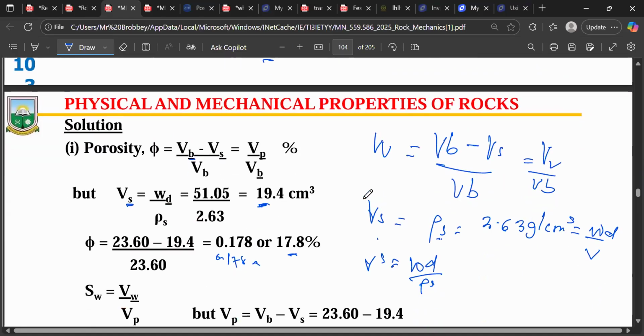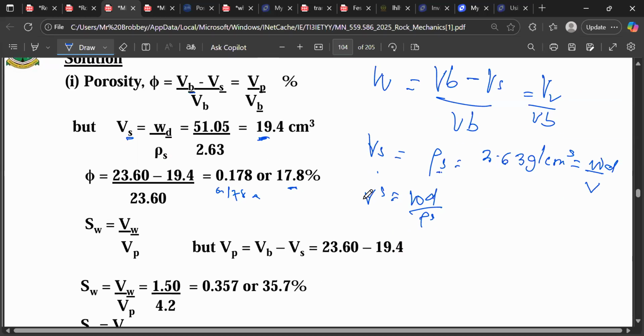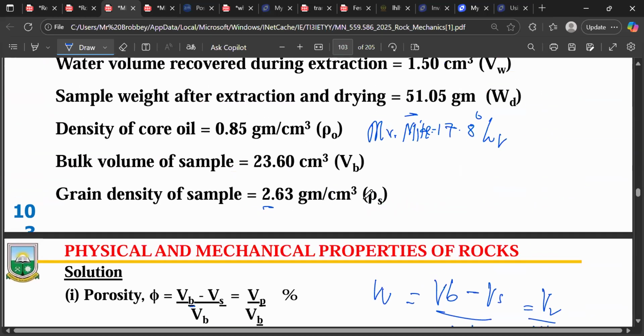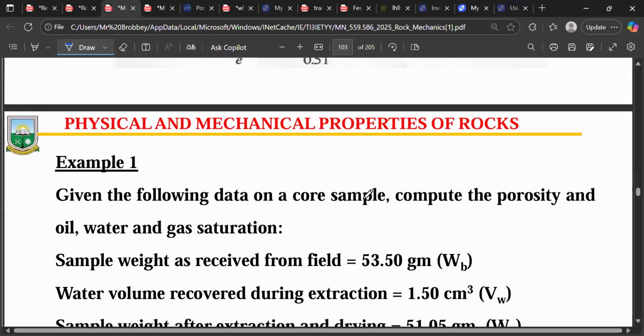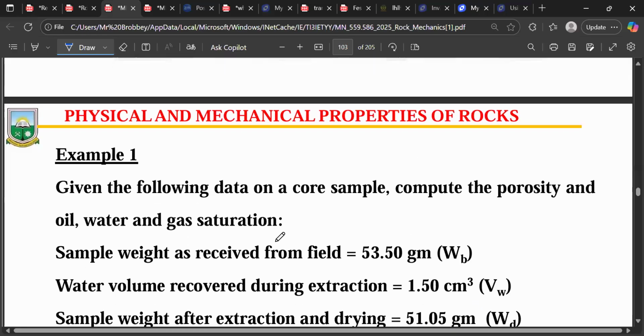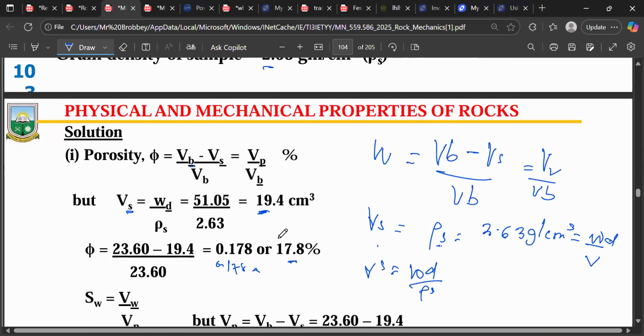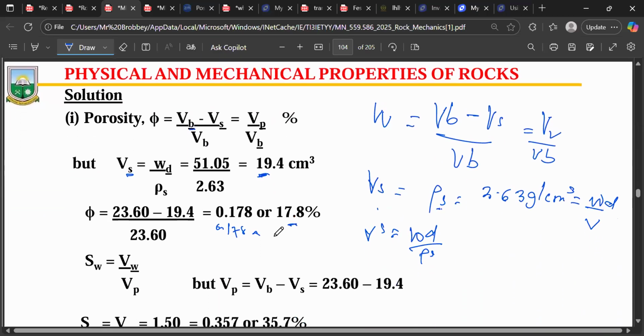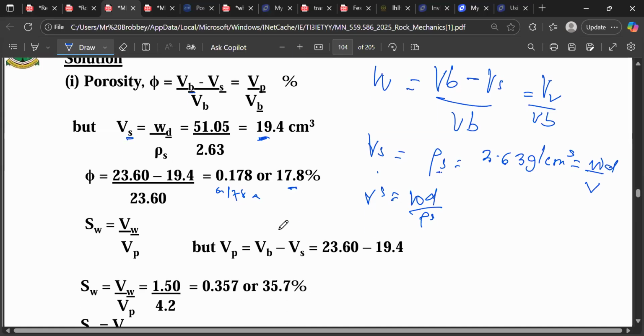You did well. Now, the next one is that you want to find the saturation. So the question says we should find the saturation of oil, water, and gas. So with a void, the degree to which it is filled with water, the degree to which it is filled with oil and gas. So we break it into those components.